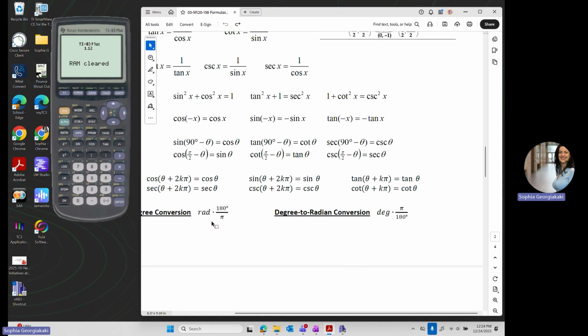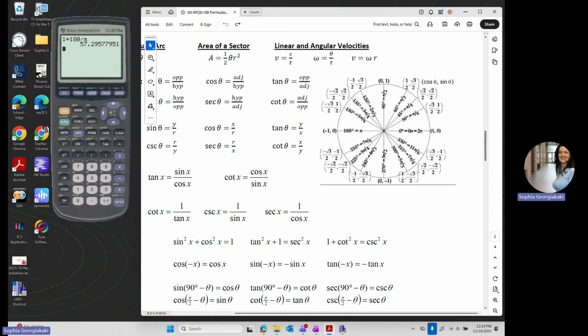if I have a radian and I want to convert to degrees, I have to multiply by 180 and divide by pi. So if I do that, 1 times 180 divided by pi, the answer will be approximately 57.3 degrees. So when you are drawing a radian, you want it to be approximately 57.3 degrees, which is very close to 60, but not exactly, maybe a little less.